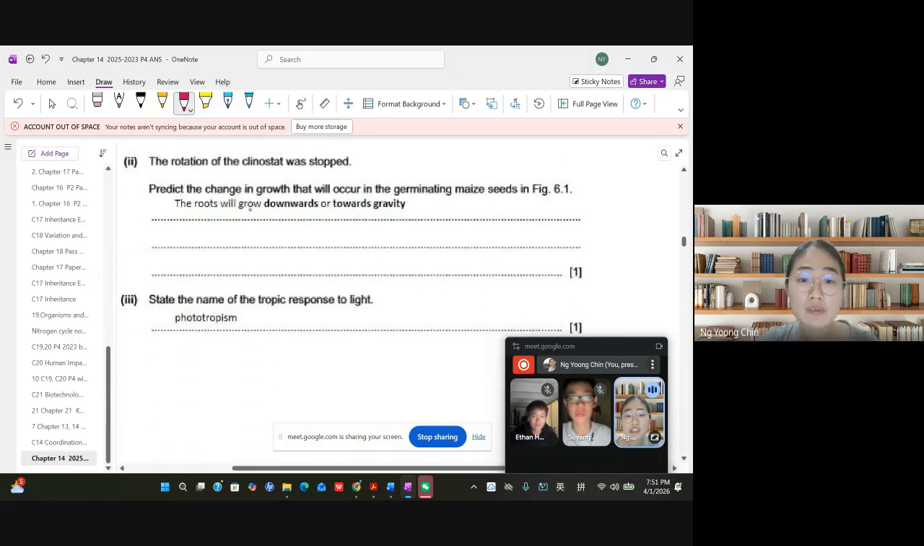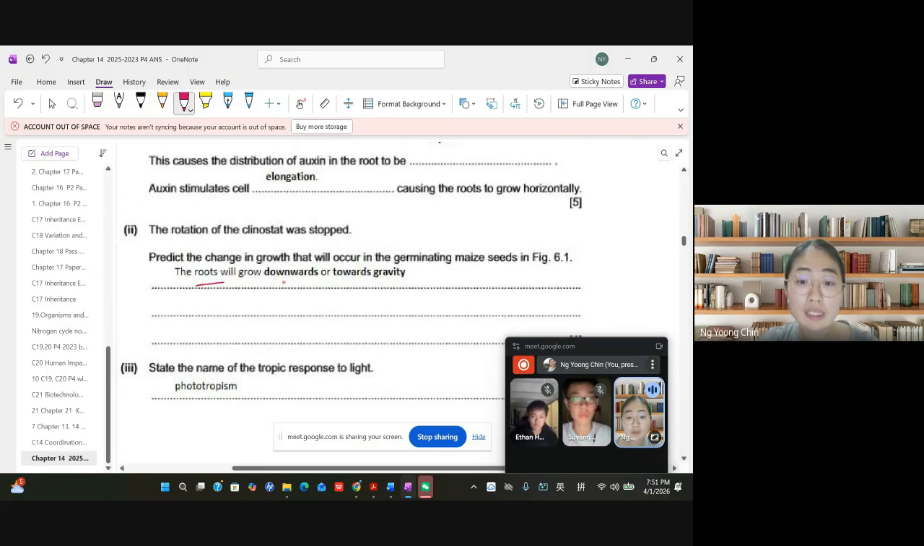Okay, so later, the rotation of the cells will stop. And predict the change in the growth that will occur in the germinating seeds. The roots will grow downwards, toward gravity, if there's no clinostat effect. If there's no clinostat effect, it means the gravitational force is not being cancelled. So that's why the root will show positive geotropism.